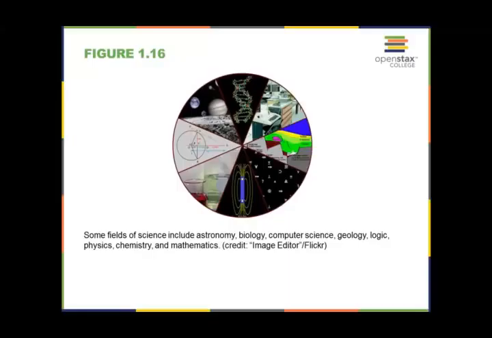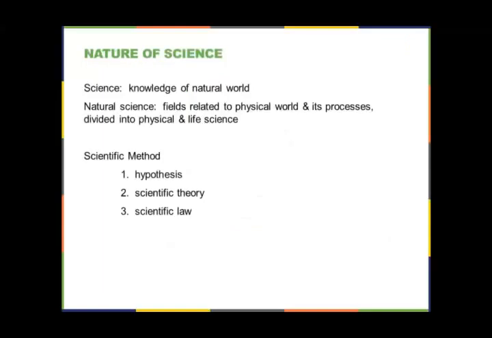So biology is just one field of science. There are other fields in science: astronomy, computer science, geology, logic, physics, chemistry, mathematics. Some of them will use more math, where others will do more observational type of studies.